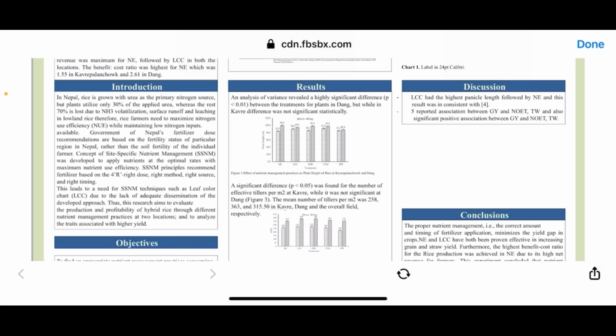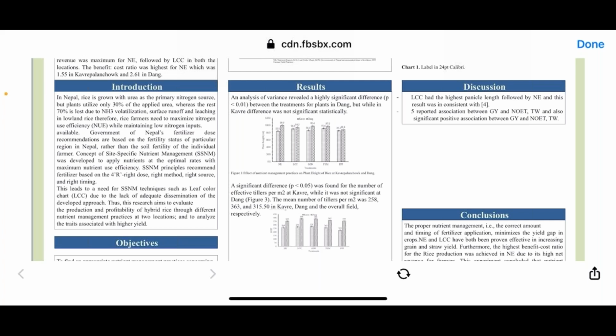The percentage of fertility ranged from 68.5% to 80.25%, with highest fertility recorded in LCC and lowest fertility recorded in FYM in Kavre. In Dang, the percentage of fertility ranged from 67.24% to 90.52%. The highest fertility recorded in farm manure was statistically superior to other treatments. It was followed by leaf color chart, that is 88.12%, and nutrient export, that is 87.56%. The lowest fertility was recorded in farmer field practice.